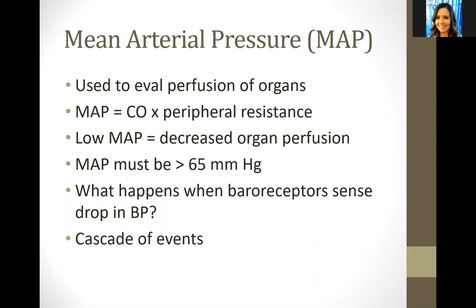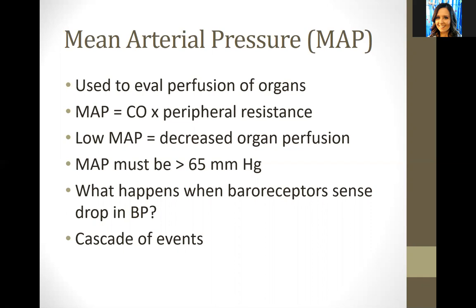When we talk about tissue perfusion, we need to think about our mean arterial pressure, or MAP. The MAP is used to evaluate perfusion of organs. MAP is essentially your cardiac output times your peripheral resistance. So the MAP must exceed 65 millimeters of mercury for cells to receive the oxygen and nutrients that they need to sustain life. You can think of MAP as our average pressure at which blood moves through the vessels.